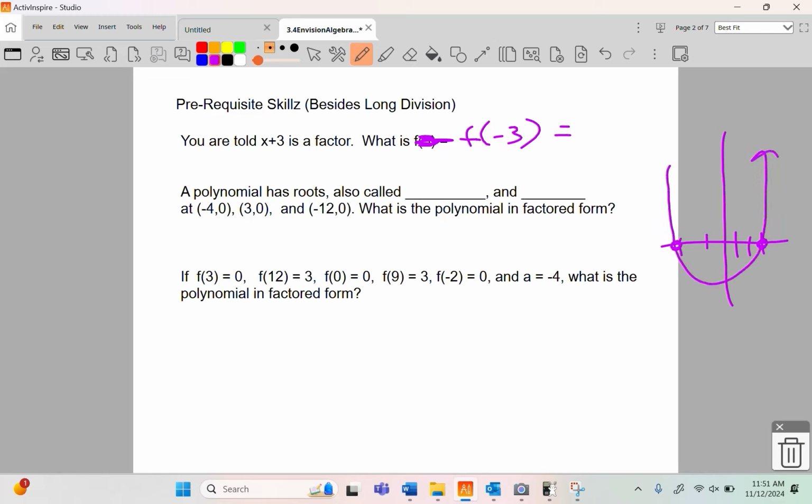All right, that parabola has a root at negative 2. What's the factor? No, you're not saying it right. X plus 2. It has a root at 3. What's the factor? Okay. What is f of negative 3 equal to, if it is a factor? No, I am not saying that. What is it equal to?